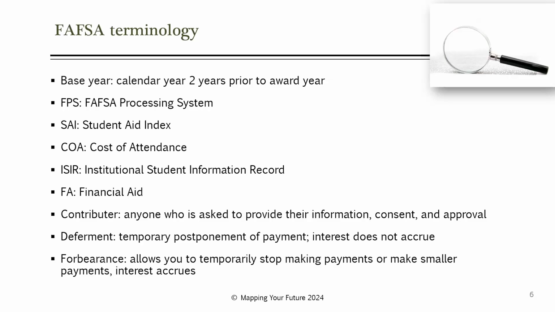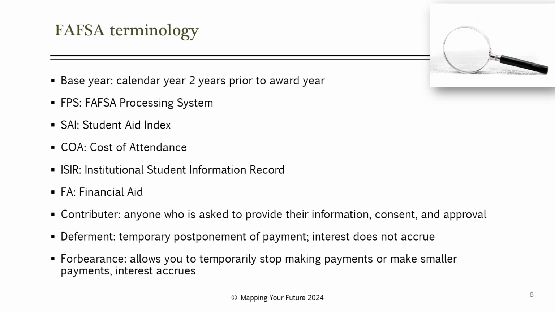ISIR, the Institutional Student Information Record. This is what's going to go to your colleges of choice in order for them to be able to look back and see maybe what financial aid you have received before and what financial aid you are going to be eligible for the coming award year.